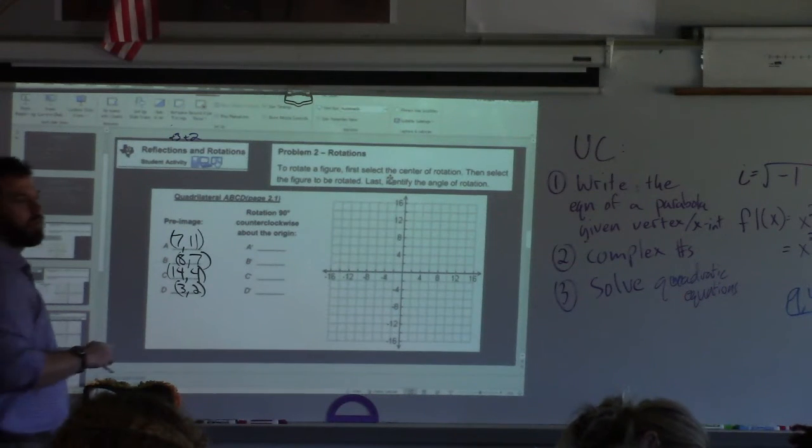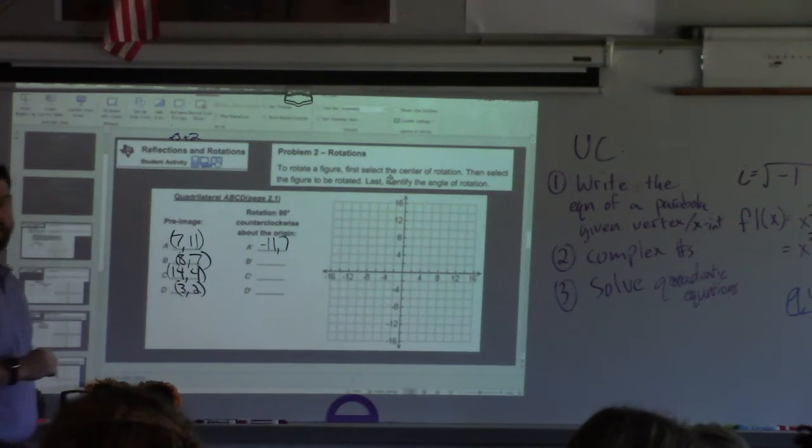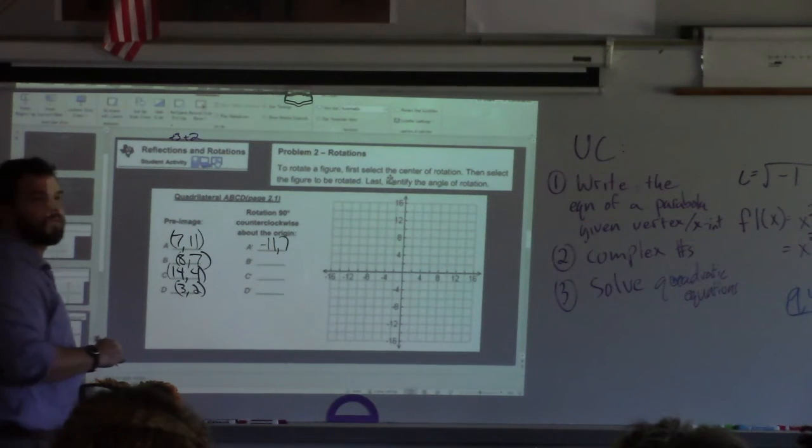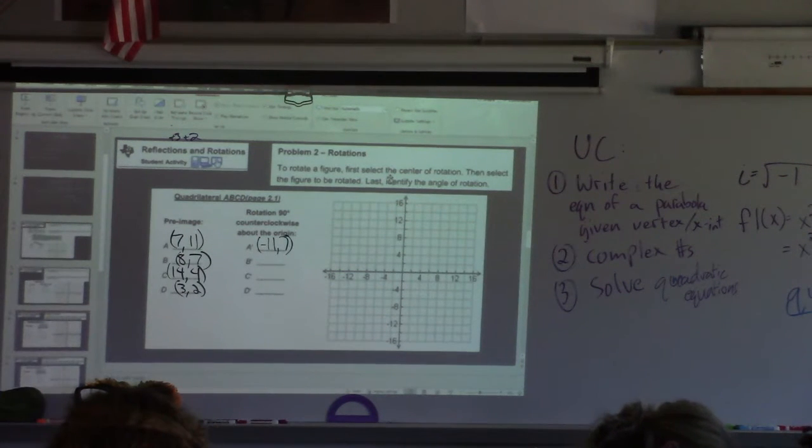Negative 11, comma 7. Also be careful, is that correct? No. What am I missing? Parentheses. Gotta have those parentheses, okay? Hey, group 3, up here, right now.